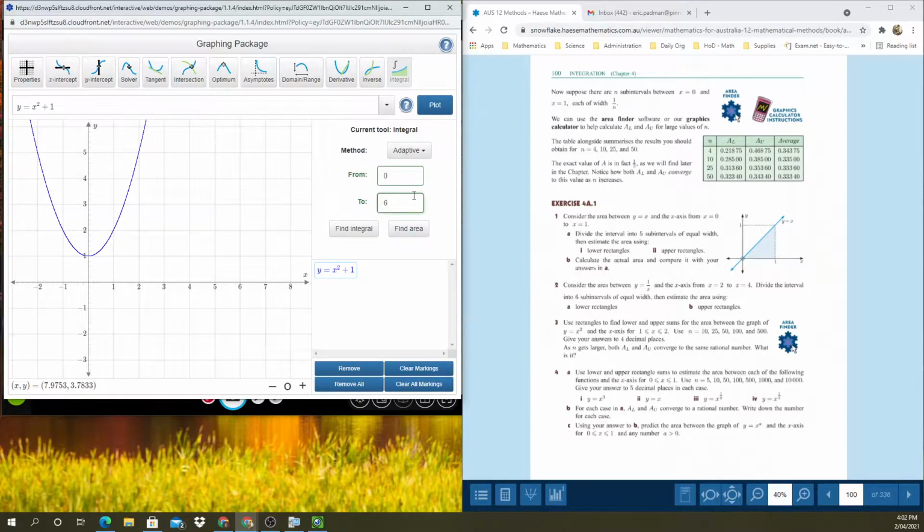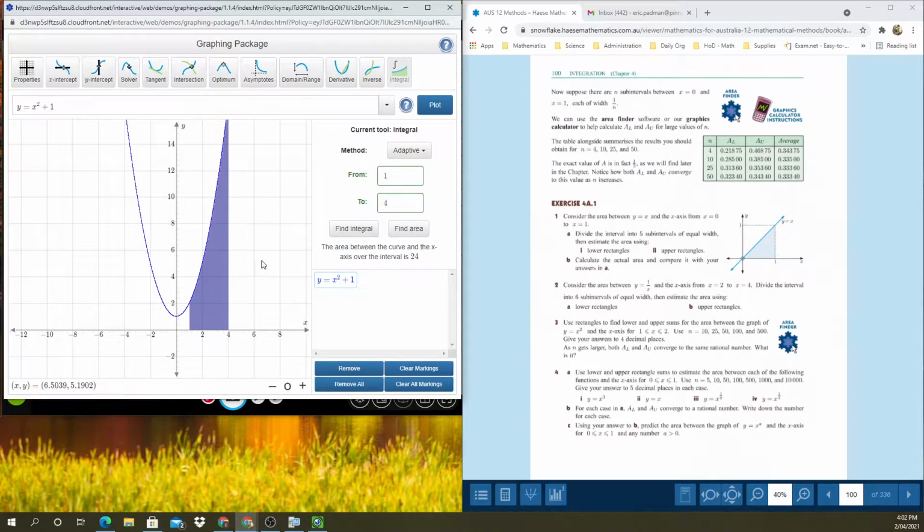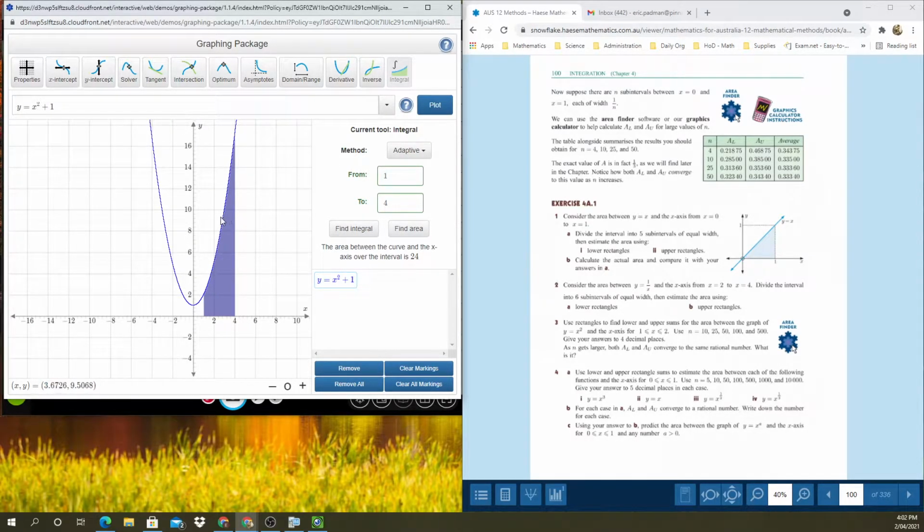Let's go 0 to 6. Actually, no, we want area. We want 1, 2, 4. That's what we wanted in the first place. There we go. So we're under this curve here. Now, there's a few little tools you can use to work it out. So the area between, you actually get the exact answer 24. I'll explain to you how that works later on. At least we'll be able to do the calculations for that. But that's something we're leading to in a future lesson.